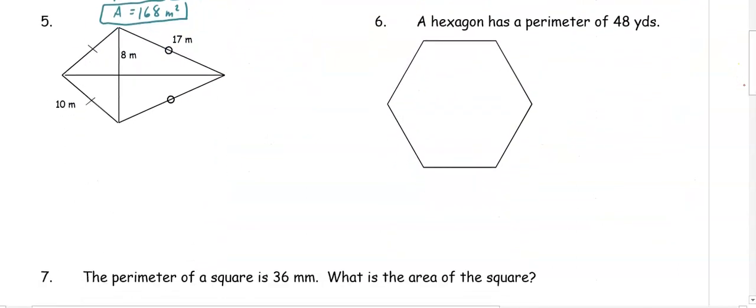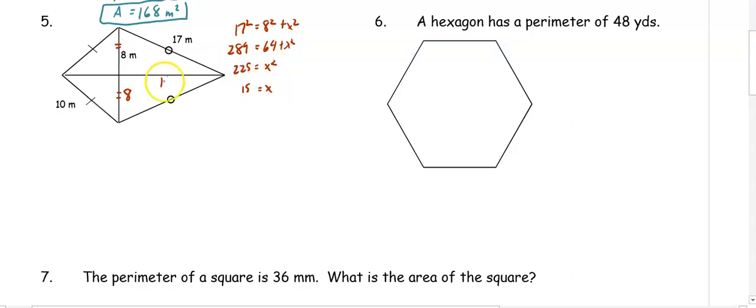In number 5, we want to find the area of a kite. So remember your shorter diagonal that's between the two different sides is bisected. We can do Pythagorean theorem twice to find the other pieces of the diagonal. So 17 squared equals 8 squared plus x squared. 289 is equal to 64 plus x squared. 225 is equal to x squared.